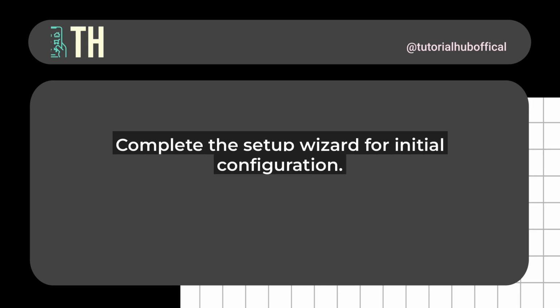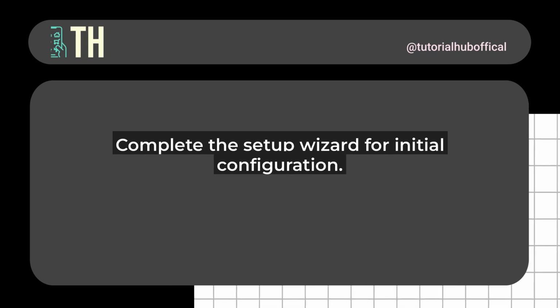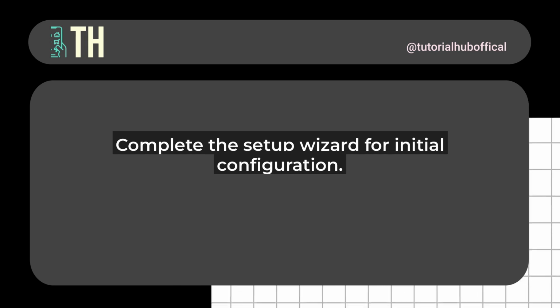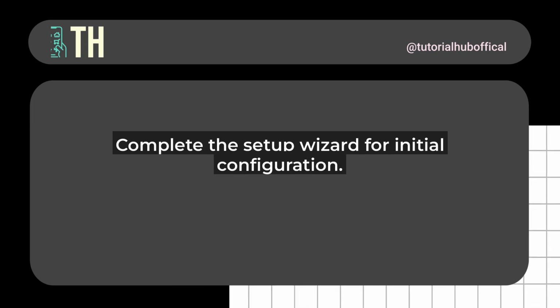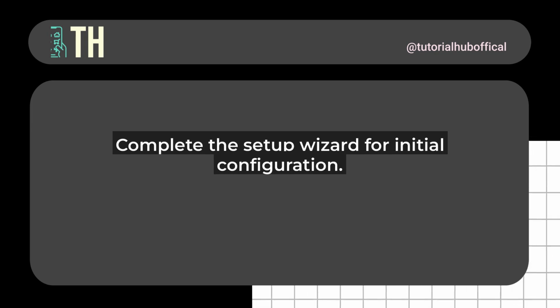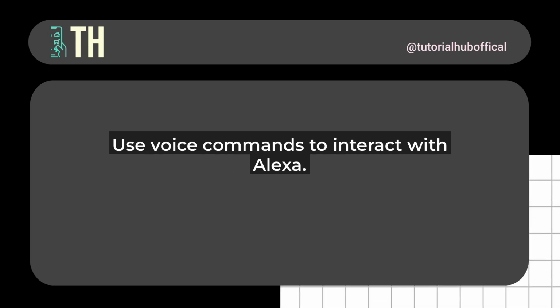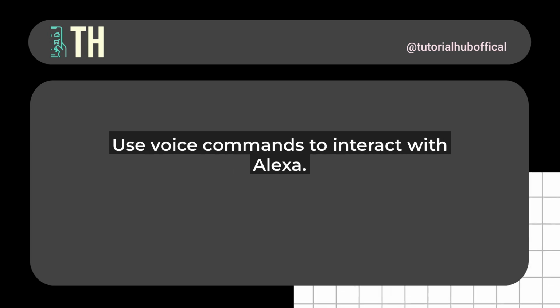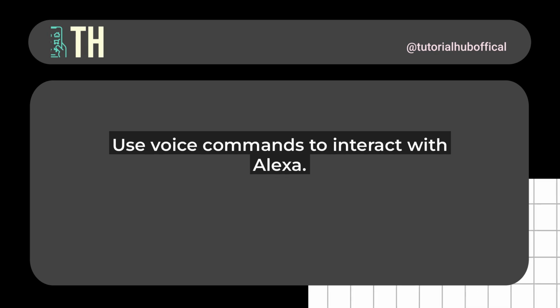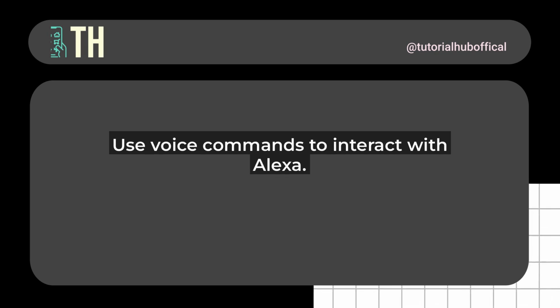Step 2. Grant the necessary permissions. Alexa needs access to your microphone, contacts, and location to work its magic. Don't worry, it's all secure and helps with personalized responses. After that, go through the setup wizard. It might ask you to connect to your Wi-Fi and even link other smart devices if you have them.